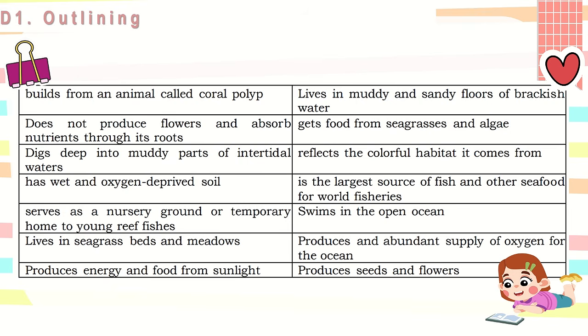Lives in muddy and sandy floors of brackish water. Gets food from seagrasses and algae. Reflects the colorful habitat it comes from. Is the largest source of fish and other seafood for world fisheries. Swims in the open ocean. Produces an abundant supply of oxygen for the ocean. Produces seeds and flowers.